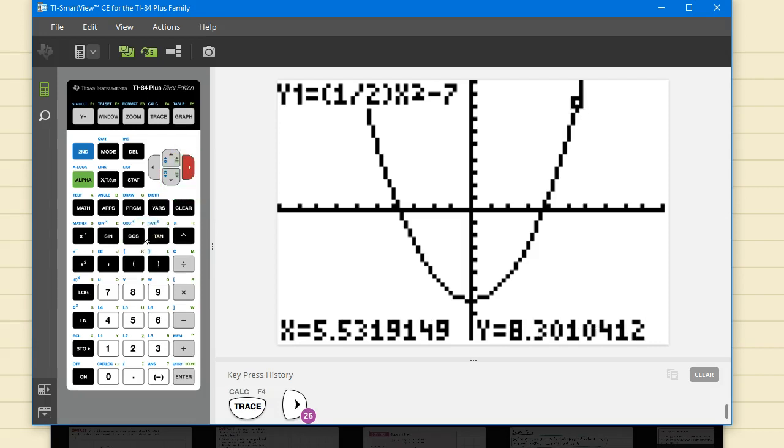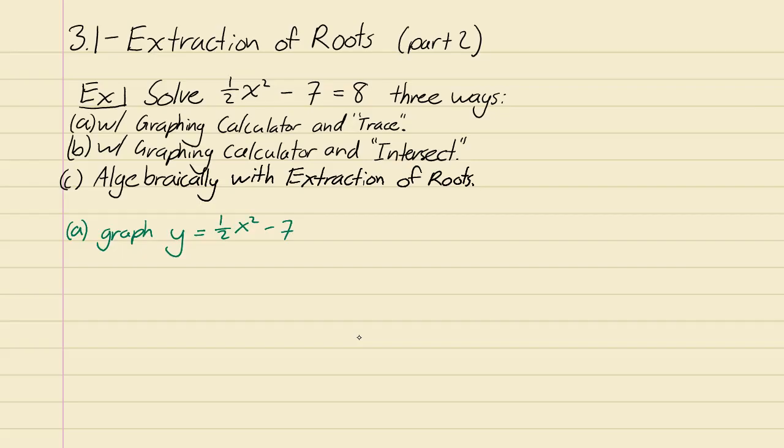Okay, so it looks like 5.53 is a little bit too big. 5.3 is a little bit too small. The closest, that's 7.1, that's a lot lower. So the closest we got to here was at about 5.53. Maybe it's a little bit less than that. Let's just say 5.5. And so that's one solution.